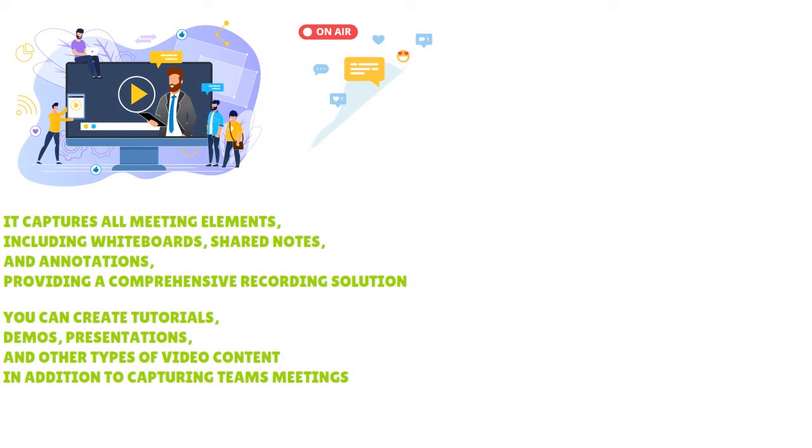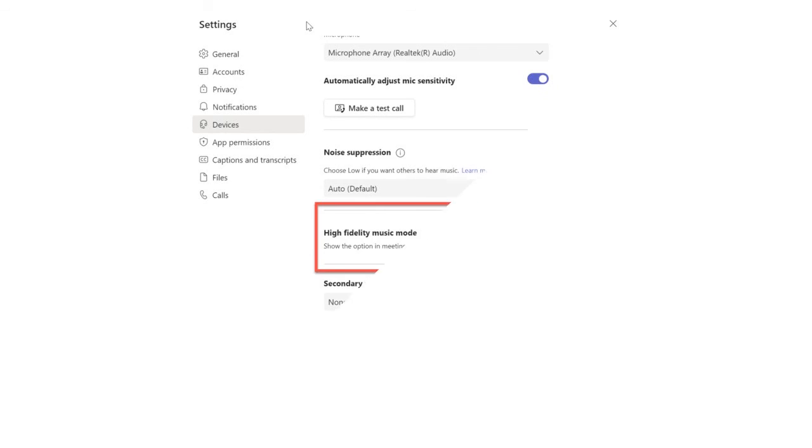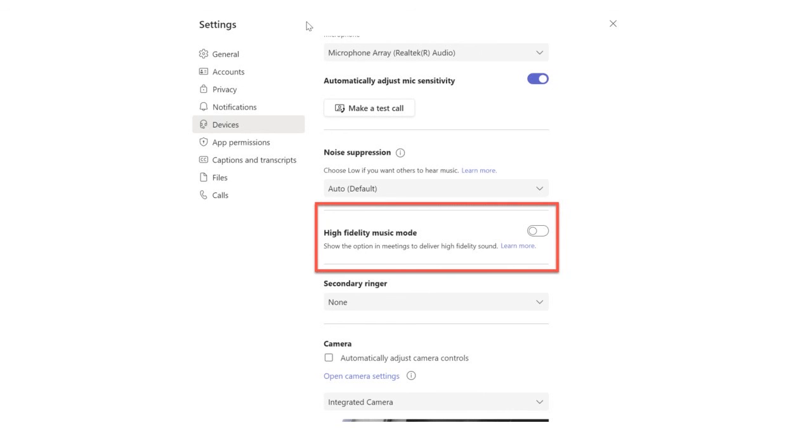So overall, when you think about recording a podcast via Microsoft Teams, you need to really understand that you have flexibility and you have to really avail yourself of that flexibility. You can also enable music mode in Microsoft Teams. You just need to click the ellipsis button, choose devices, then scroll to high fidelity music mode and toggle this on. Okay, that's all you need to capture great quality audio, great quality video.